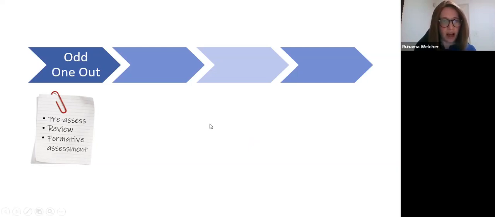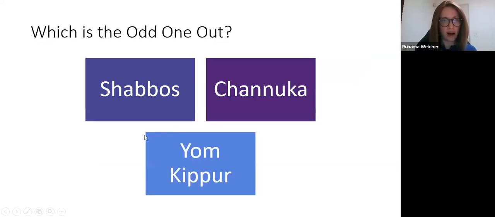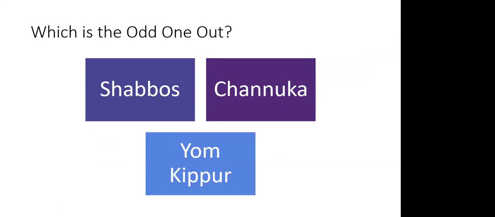So I wanted to ask you to post in the chat, but the chat isn't working. I don't know why. Okay, so let me ask you, it's not such a massive group. You can unmute yourselves. Which one is the odd one out and why? Shabbos, Chanukah, Yom Kippur. Which one would you say is the odd one out and why? Let's have some suggestions. Shabbos.